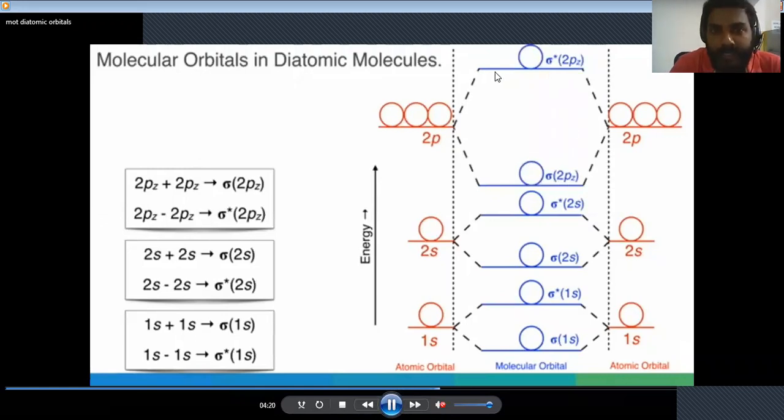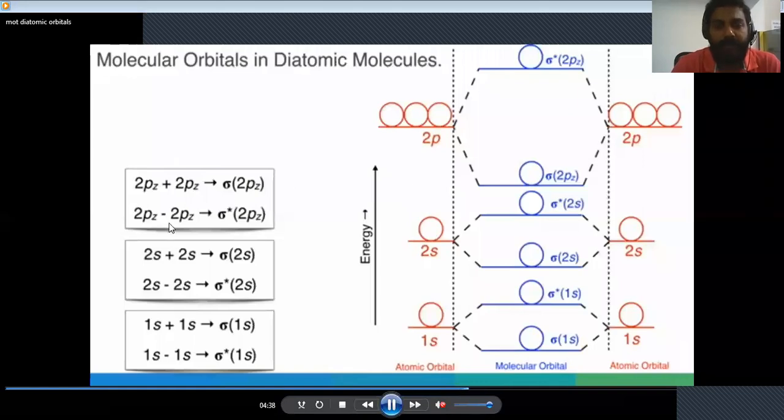Are you able to see this one? Yes, guys? Yes, sir. Yeah. Thank you. Right. This is the diagrams of diatomic molecule splitting of electrons in bonding and anti-bond.